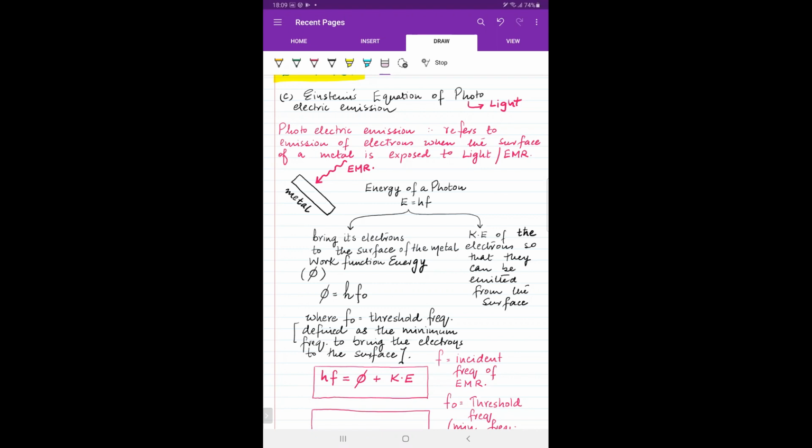कि अगर आप पूरी consolidation में देखो तो according to Einstein's equation of photoelectric emission, his suggestion was that the energy of the incoming photon will be used up by the metal to serve two purposes. One portion of that energy, known as the work function energy, is used up by the metal to bring its electron to the surface, while the other fraction gets converted into the kinetic energy of the electrons.